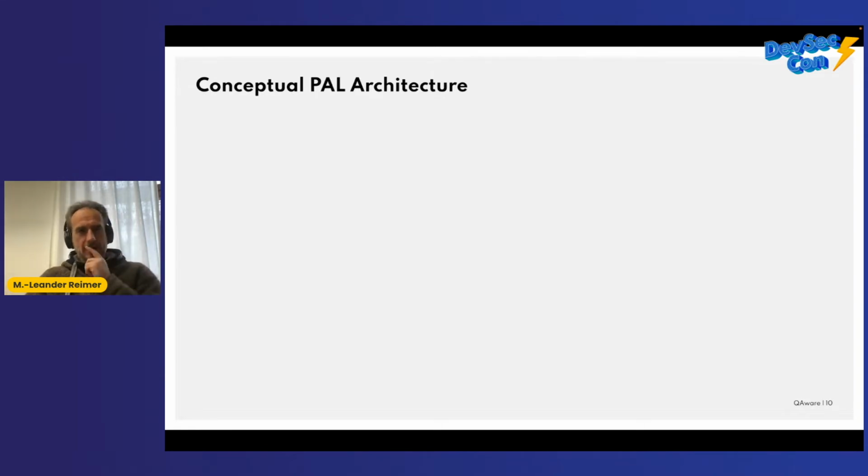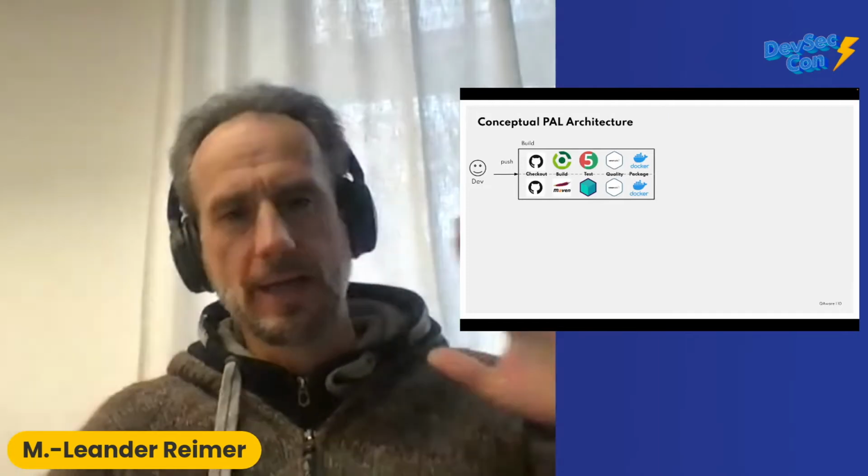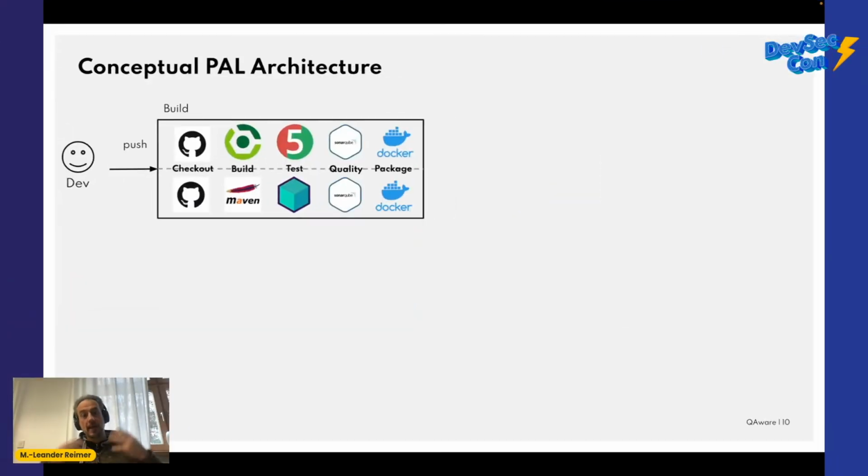Here's my pitch. Okay, so let's split things up. How would the conceptual architecture of such a product assembly line look like? This here is not something new, hopefully, right? I mean, we have devs, they write code, they push code into a Git repository.